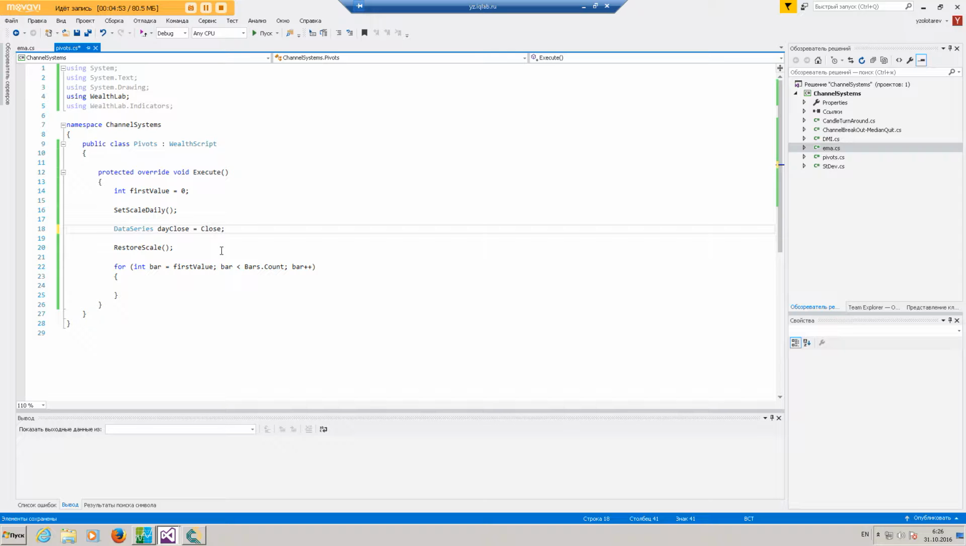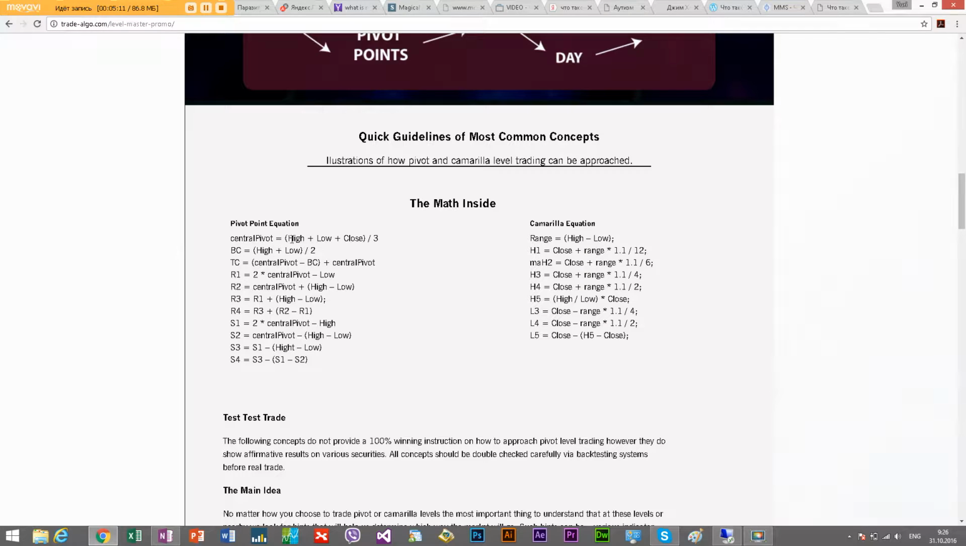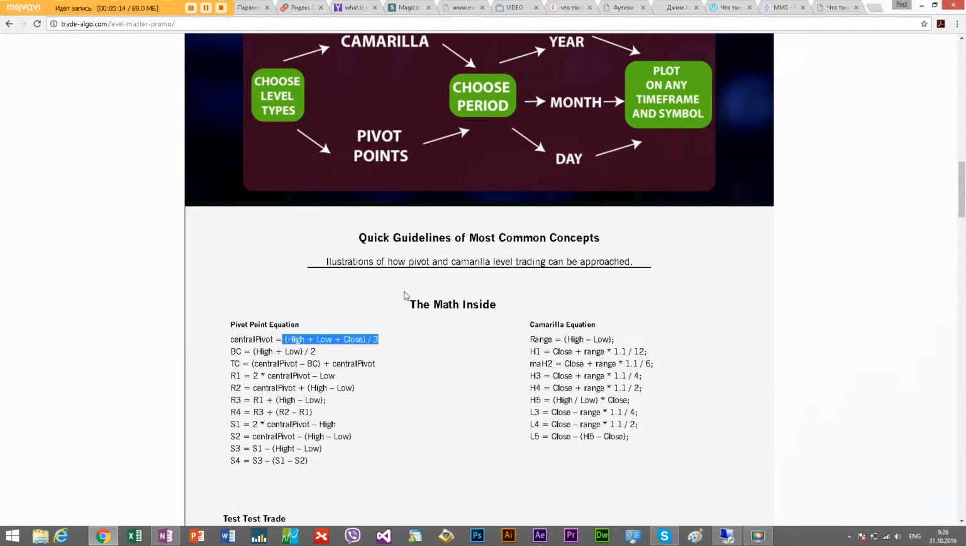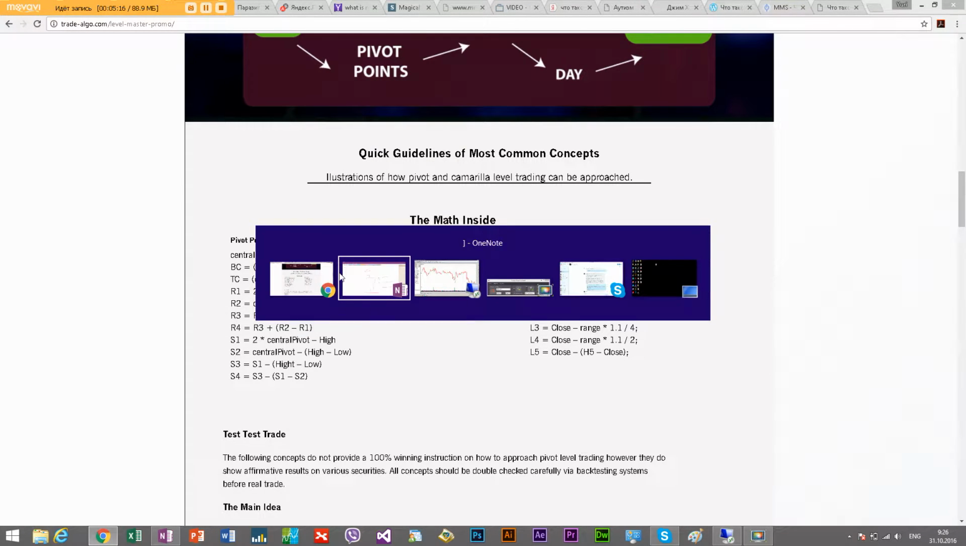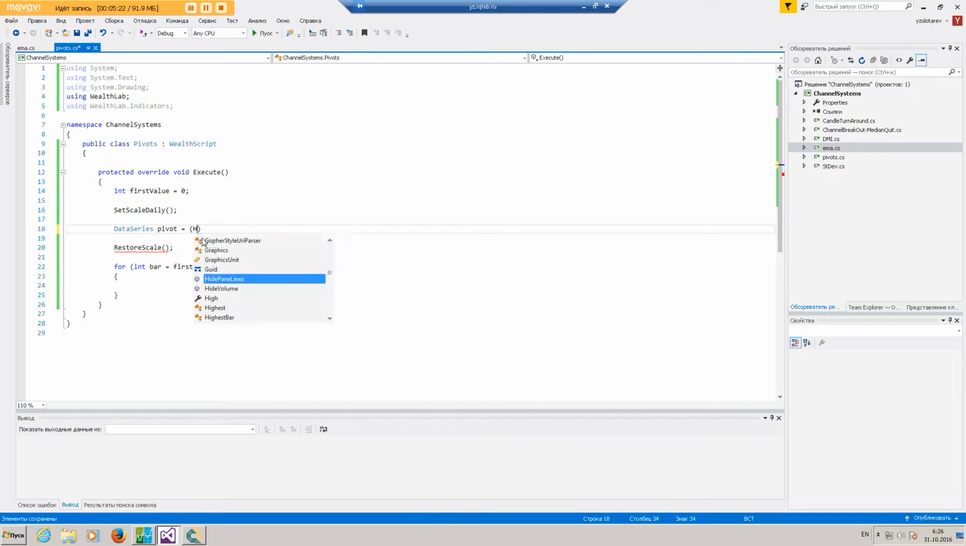Or actually we can just calculate the pivot, which is going to be, what was it? Is it high plus low? It's pretty early in the morning, so I have an excuse. Here we go. Okay, high plus low plus close divided by 3, and I can do it just like that. High plus low plus close and divide by 3. Okay, so now I have the pivot.